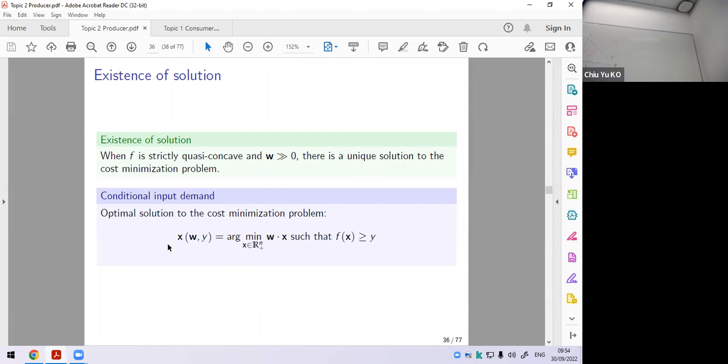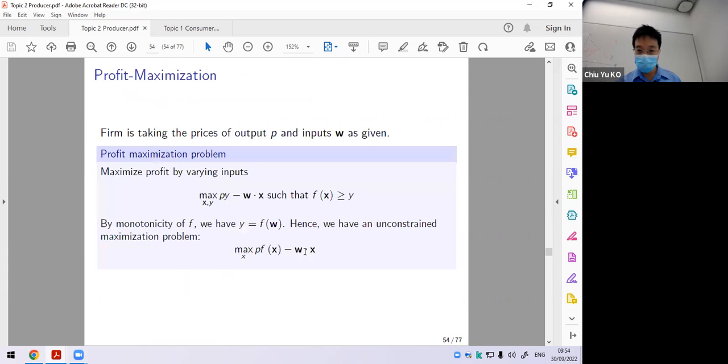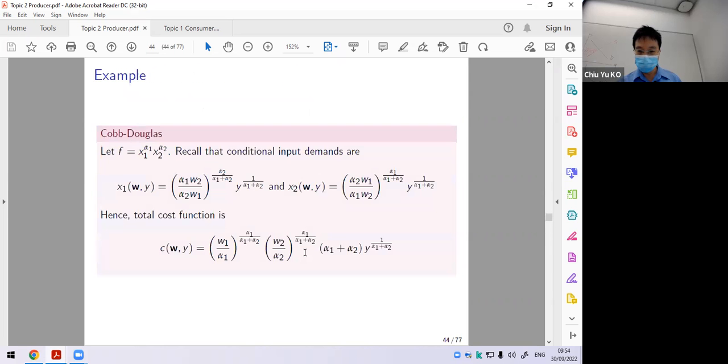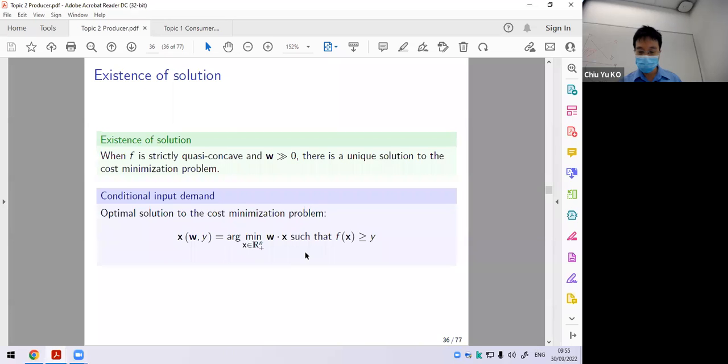I'm thinking whether I have a wrong notation here, because I think I have a C for this one. I don't know whether I should add it. I'm sorry, because I want to distinguish. Maybe you might be a little confused later, because you may confuse it with the one later. Since this is conditional input demand, maybe I should put a C.